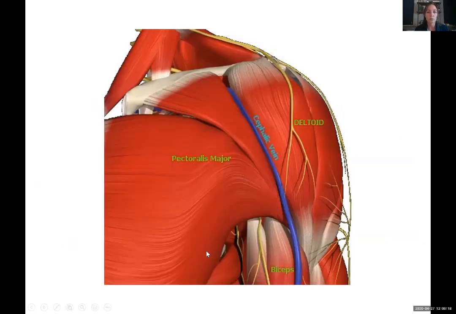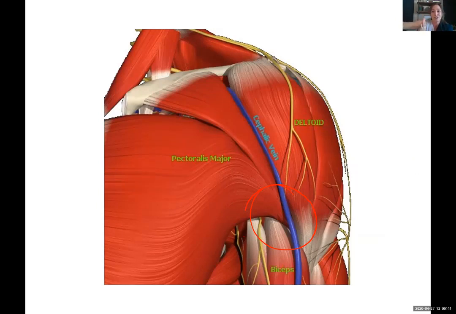Okay, so we'll move forward. This is a picture of the pectoralis major. I want you to notice here where it's attached to the humerus. Now we really can't see on the bony part where it's attached, but if you hold your arm straight out to the side, it is the front of your armpit.